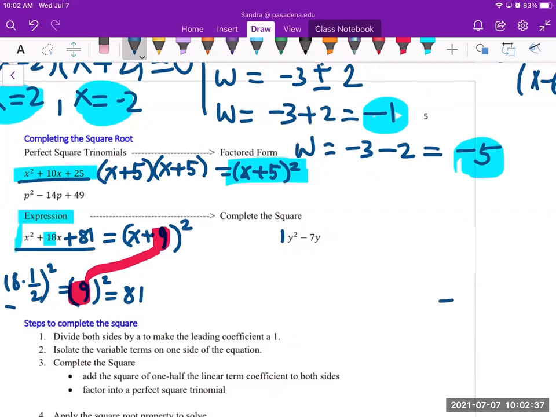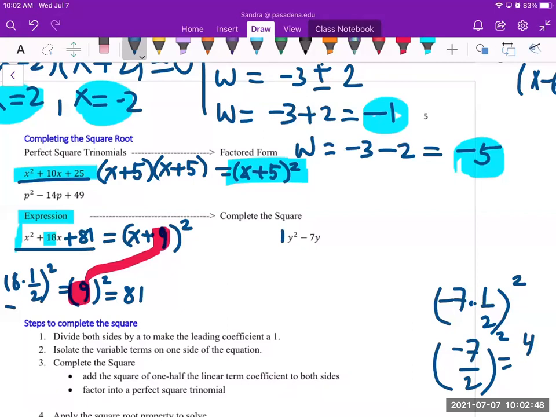So I have a -7 multiplied by 1/2, squared. Well, this is -7 over 2 squared. I get 49 over 4. So I'm going to add the 49 over 4 over here. This gives me my trinomial.